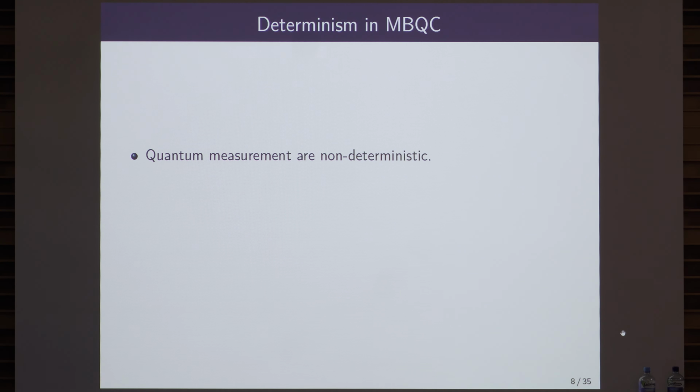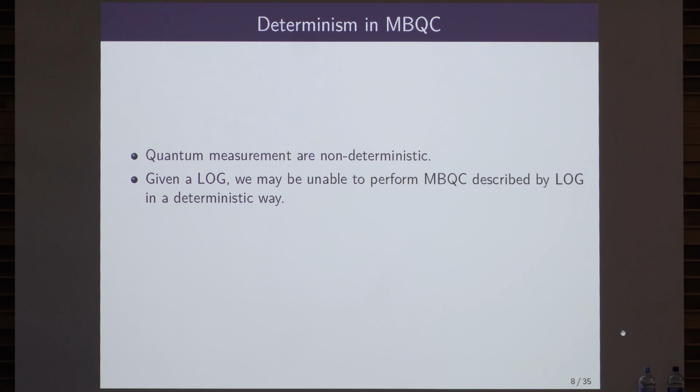Okay, so now I can discuss the most important part of the talk, and that is about determinism. So quantum measurements are non-deterministic. So just that we specify that we want to perform computation given by a labeled open graph doesn't necessarily mean that we can actually do that in a deterministic way. Because whenever we are measuring something, we can get 2 outcomes. And out of those 2 outcomes, only one is the desired outcome. So if we get an undesired outcome, we must correct it.